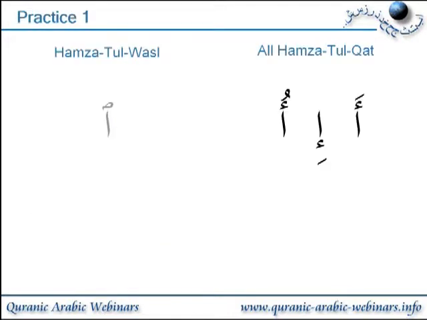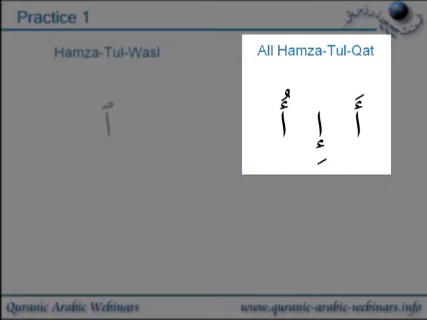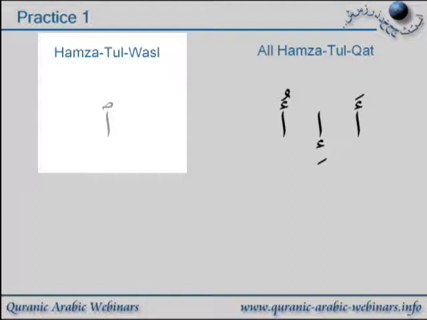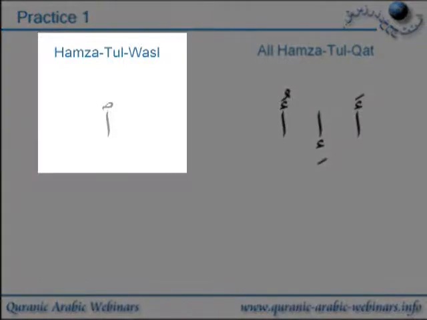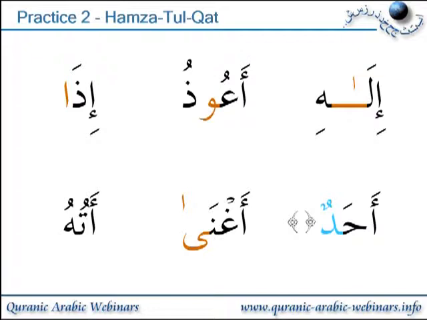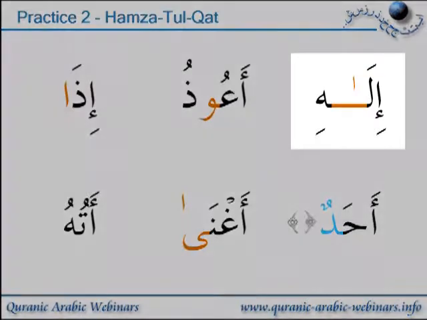Practice 1. So we have Hamzatul Qat, i.e. just a quick reminder, that's when Hamza itself has its own sound. A, I, U. Then we have Hamzatul Wasl, and remember that doesn't actually have its own sound, except for when it will be pronounced as if it's got a fatha, and we'll cover that in the practices. So practice 2, we'll do a few examples of Hamzatul Qat.